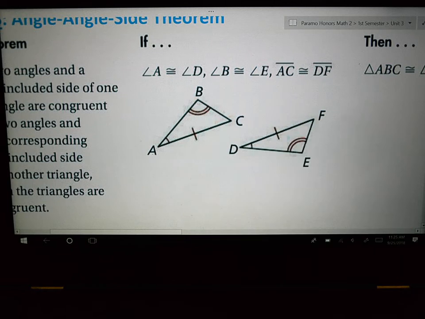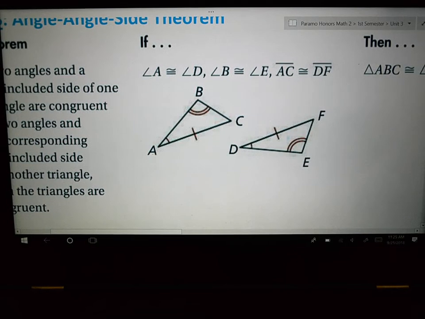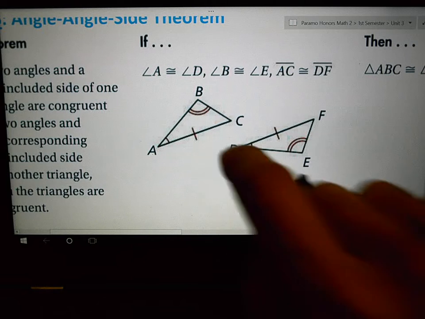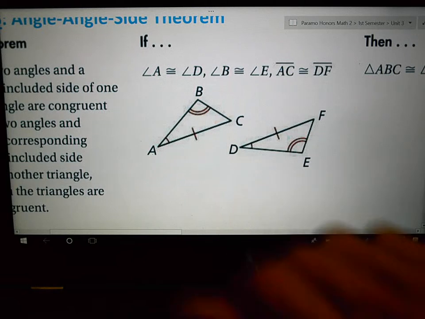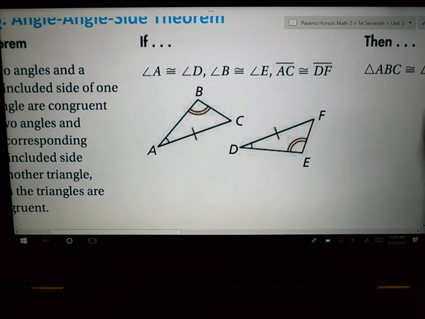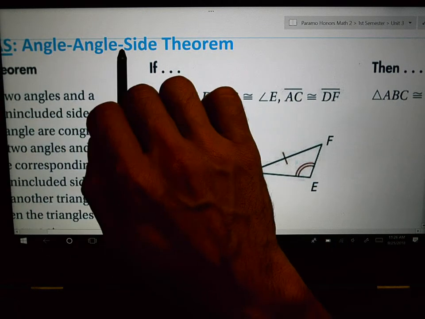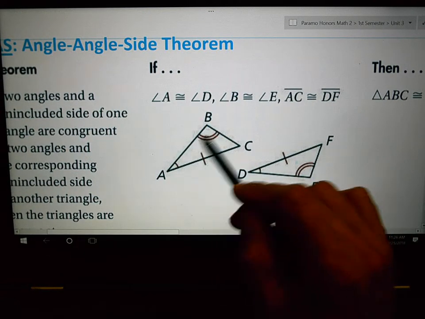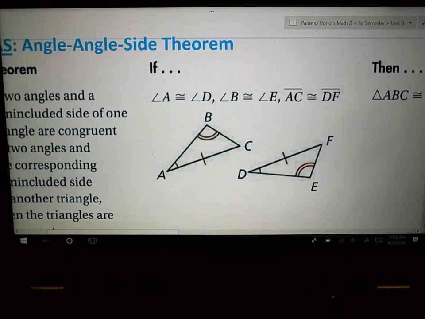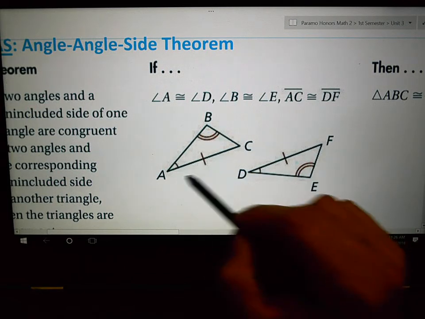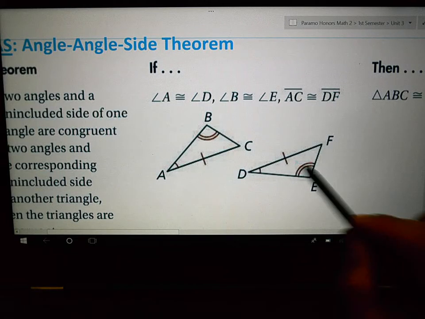Angle, angle, side is the only postulate we use where things are not touching each other. Like side, angle, side is a side touching an angle touching a side. Angle, side, angle is an angle touching a side touching an angle. Side, side, side, they're all touching each other. The only one that doesn't touch is angle, angle, side, because two angles can't touch each other in a triangle. They just have to be next to each other. Think of it like two angles next to each other touching a third side that is the same.